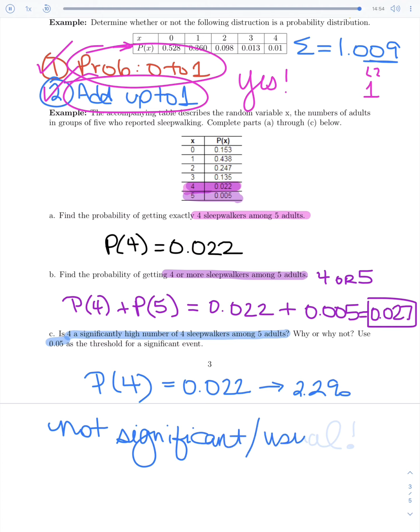Usual. Remember, we also use that term for the 5% or 0.05 is whether or not something was usual or unusual. So this is not going to be usual because it's below that 5% or 0.05 threshold. But that's all they're looking for.